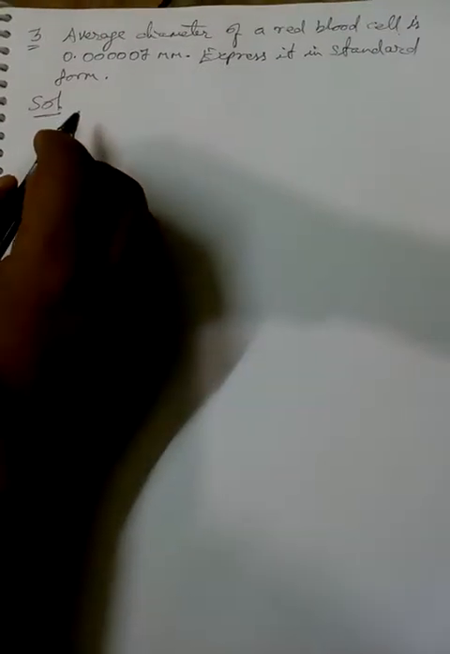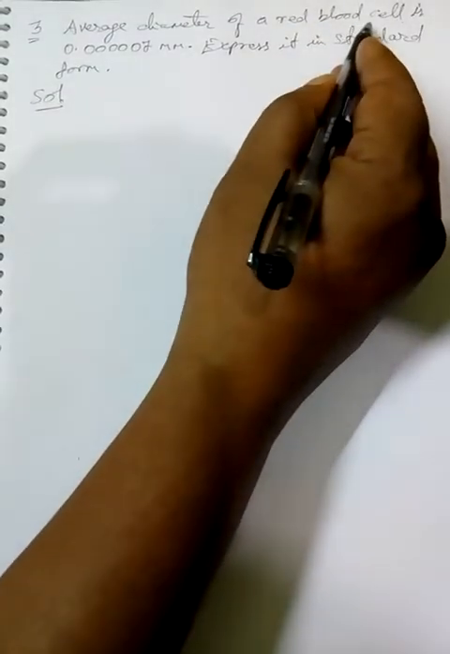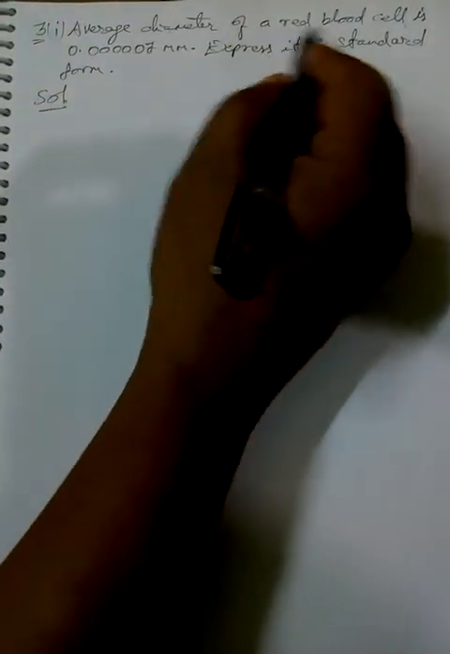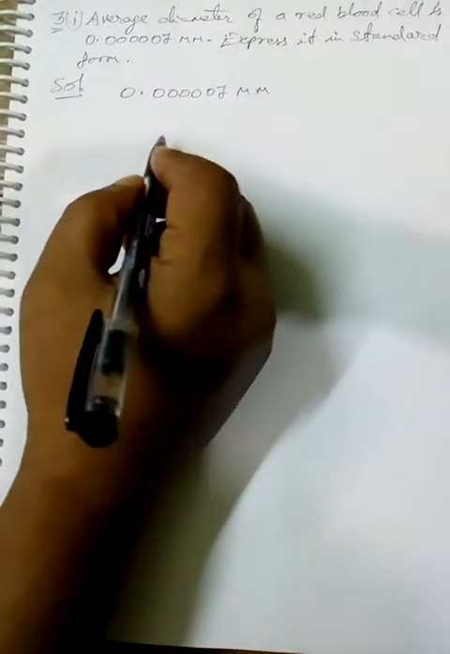Students, next is question number 3, first part. Here it is asked to express the numbers appearing in the following statements in the standard form. The average diameter of a red blood cell is 0.000007 millimeter. Express it in standard form. So it's simple. Again we will do the same thing. Write 0.000007 millimeter over here.